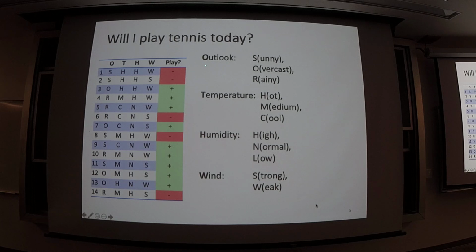O represents outlook, and S is sunny, O is overcast, R is rain. For temperature T, H is hot, M is mild, C is cool. For humidity H, H is high, N is normal, L is low. And for wind W, S is strong, W is weak.